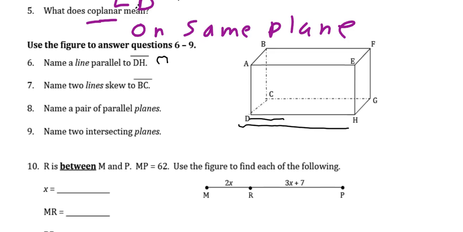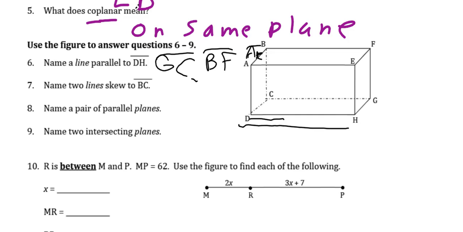So GC, BF, or AE. Any one of those three is an appropriate answer.